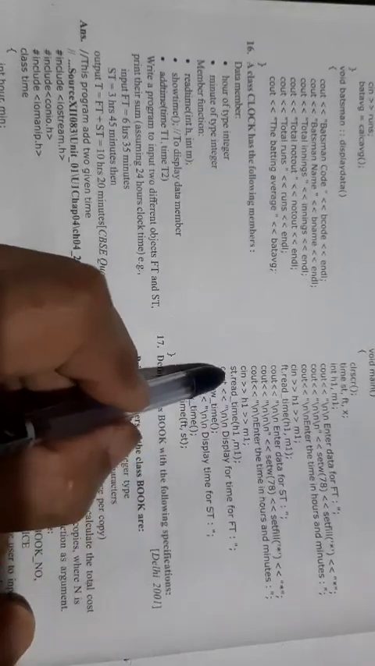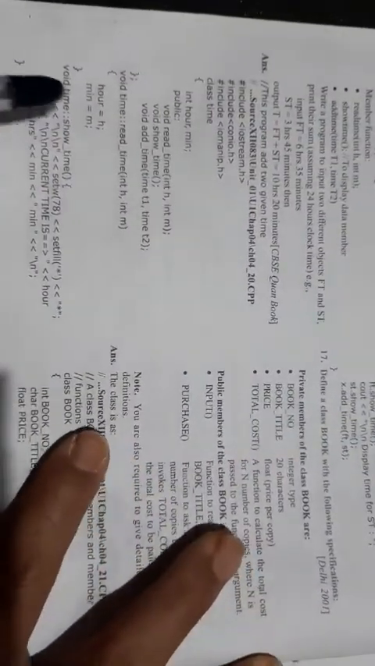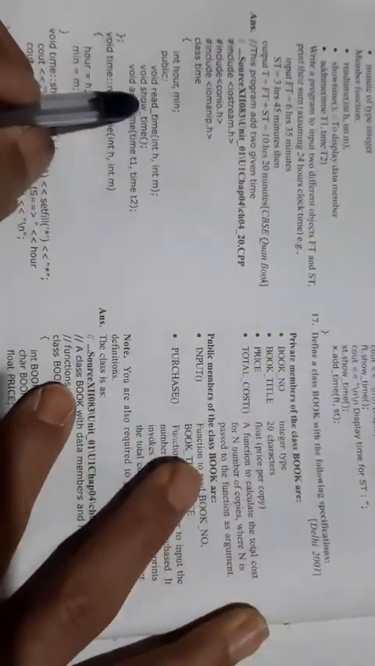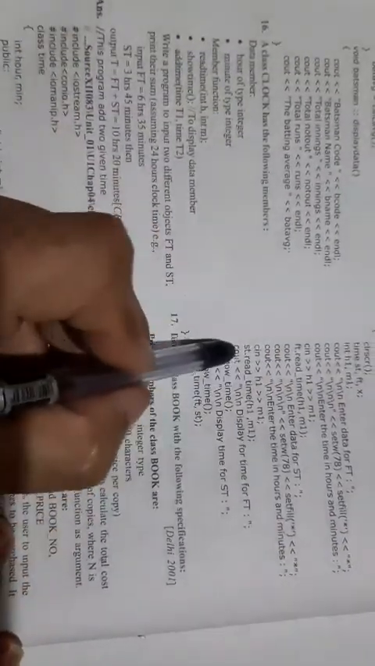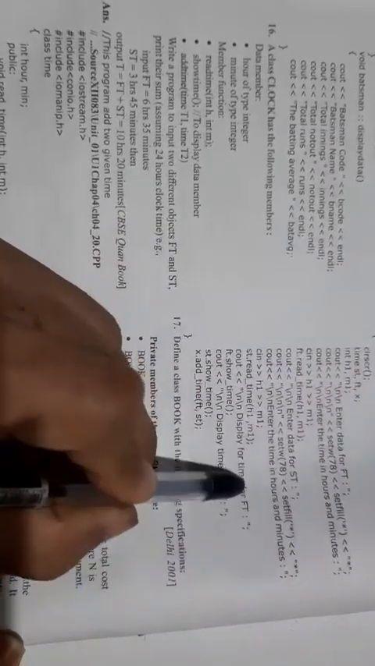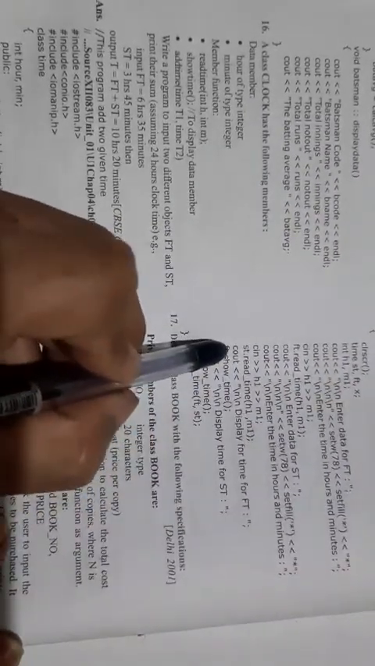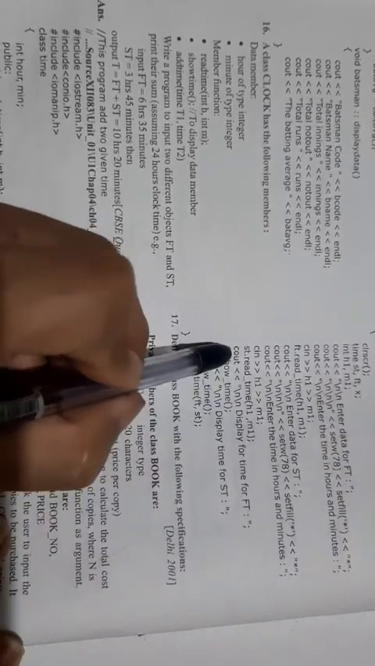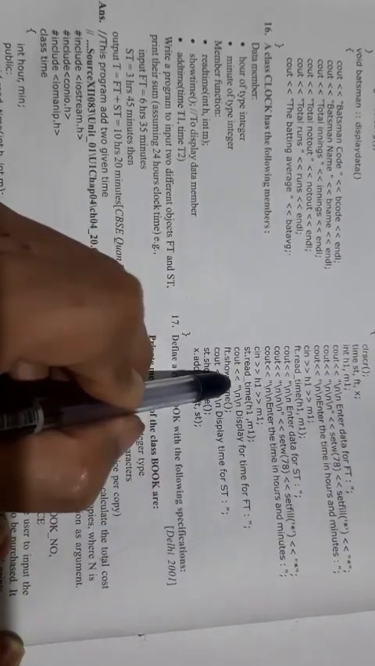So next statement is after reading we have to display, show. So now the next function is show time. Now here you can see that after that, display time for first object or first time. So again using the object name, using the object only we can access the member functions.